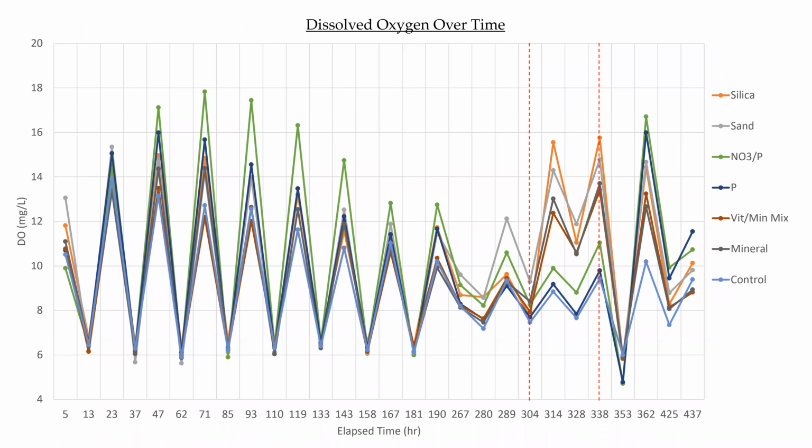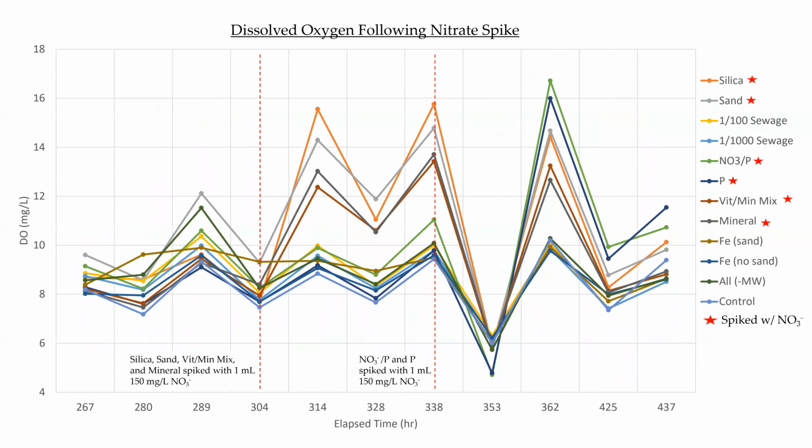This graph shows the dissolved oxygen over time. The nitrate, shown by the light green line, was performing really well compared to the other microcosms. I spiked the silica, sand, vitamin and mineral mix microcosms with nitrate standard to see if activity would increase. After an immediate improvement, the nitrate and phosphorus microcosms were also spiked.